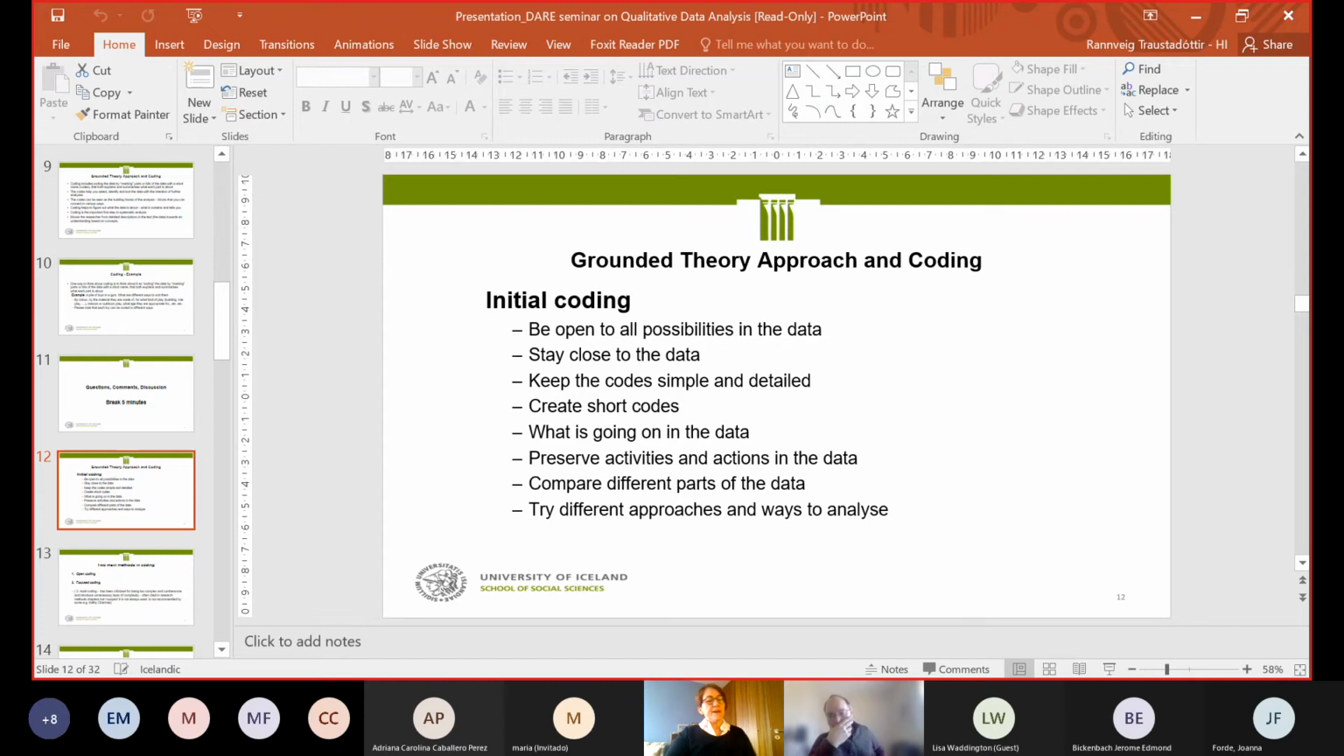But yeah, I agree, and I will address this later on. It's who are we in relation to our data? That's also incredibly important.